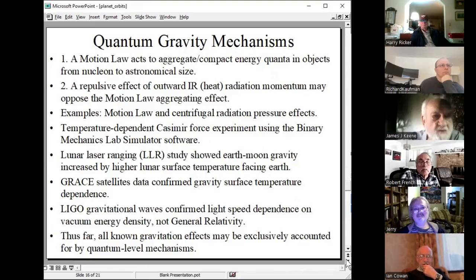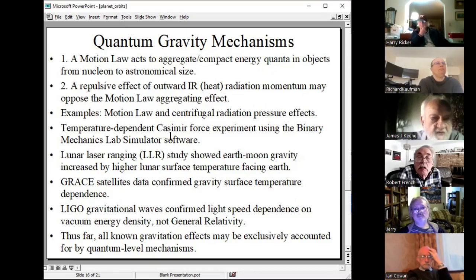A motion law acts to aggregate compact energy quanta in objects from nucleon to astronomical size. A repulsive effect of outward IR heat radiation, or actually radiation in any frequency range, its momentum may oppose the motion law aggregating effect. These are the two balancing things that I've been talking about. The motion law and centrifugal radiation pressure effects is an example.